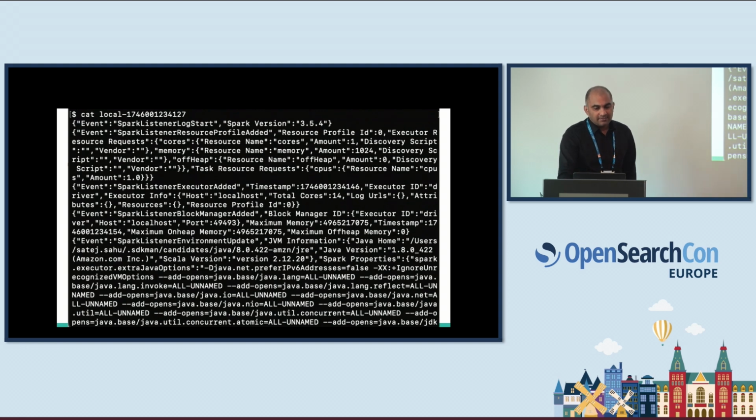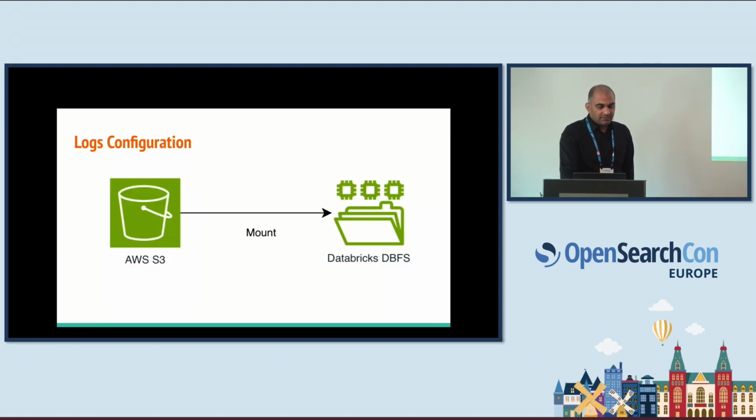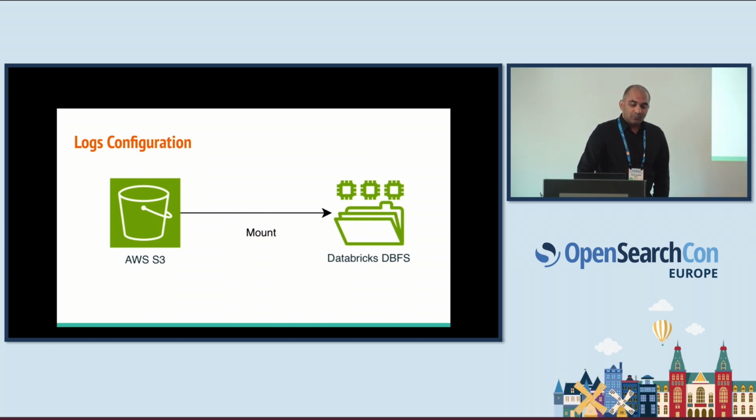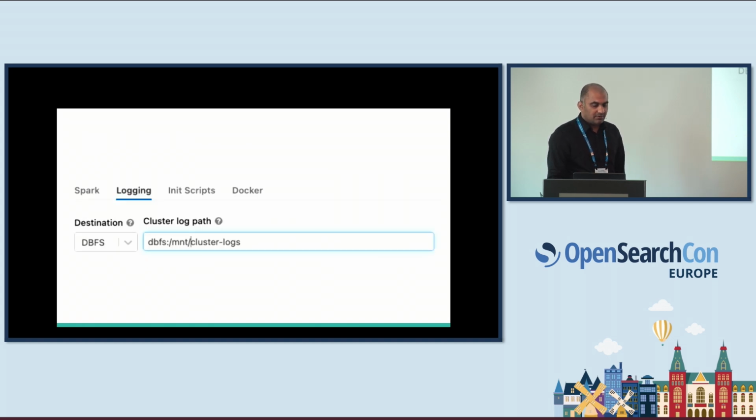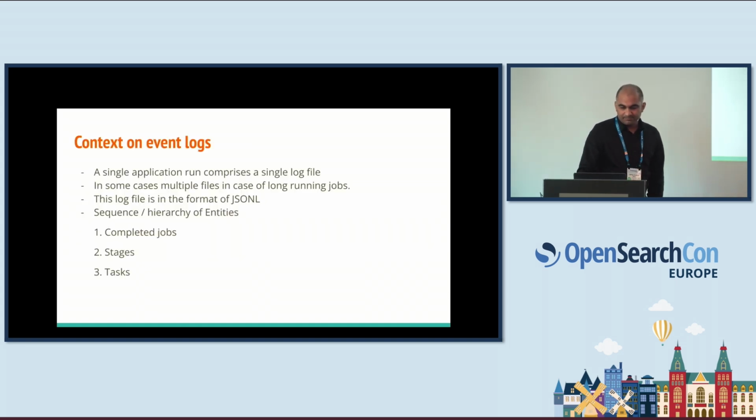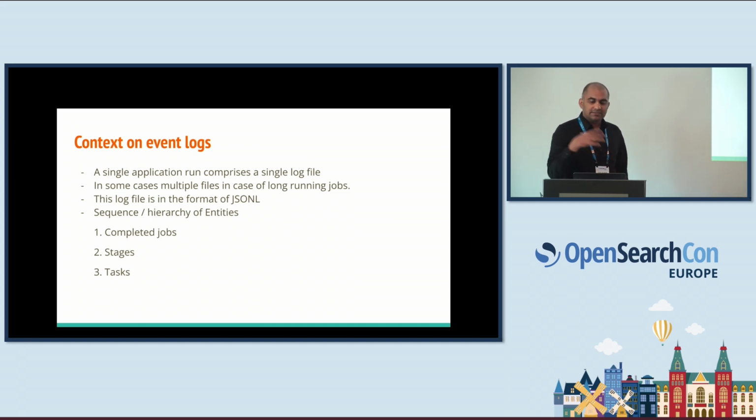One of the steps here is, first we configure in Databricks where the event log is stored whenever you run a Databricks job. We configure it to store it in AWS S3, and we mount it, meaning you're mounting a particular file location, so that the logs are generated in this location. A single application starts with a single log file, though sometimes it can be multiple log files.